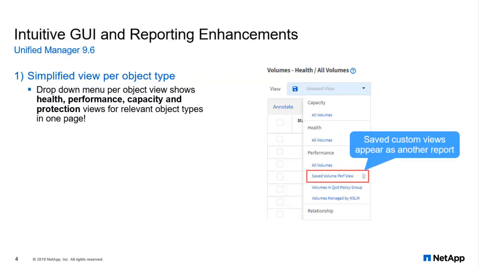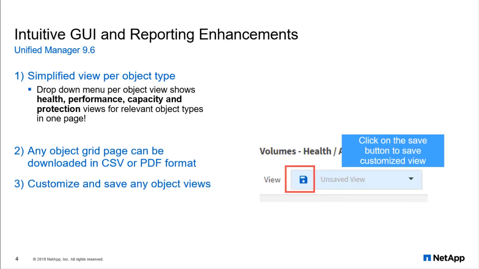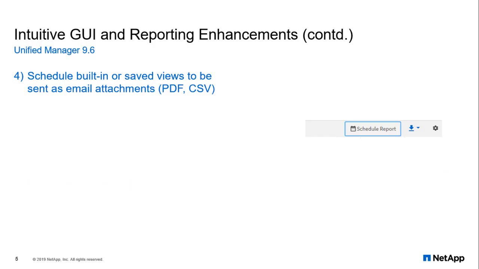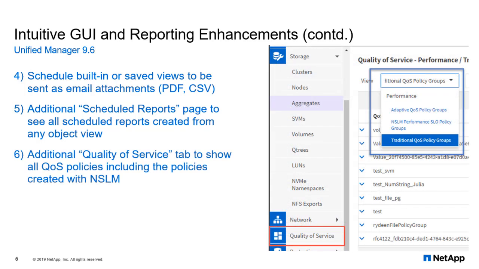With this release, you can now download any inventory page as CSV, PDF, and/or customize any inventory page, and save the view perpetually. You can download any saved views on demand, or just customize a view and download the content as CSV or PDF. Saved or built-in views can be scheduled to be sent as email reports over a period of time based on your requirement, including the new QoS data that is available on 9.6.